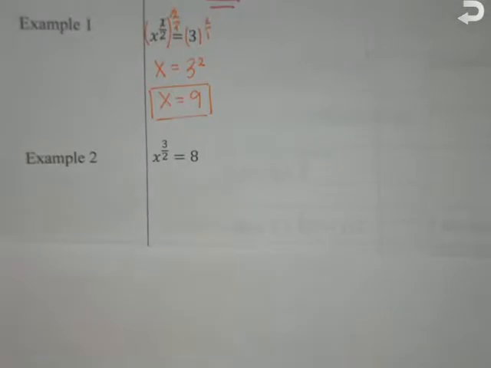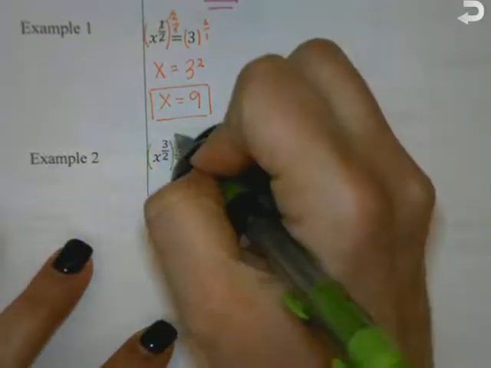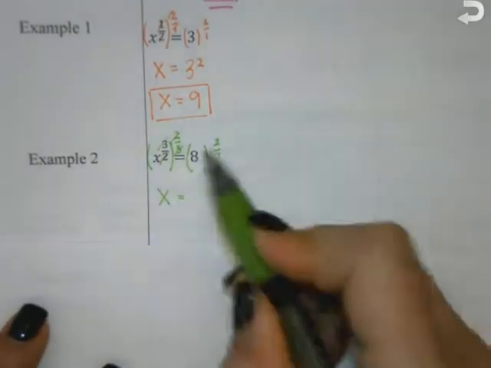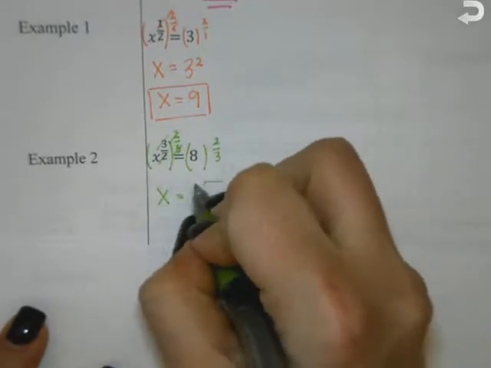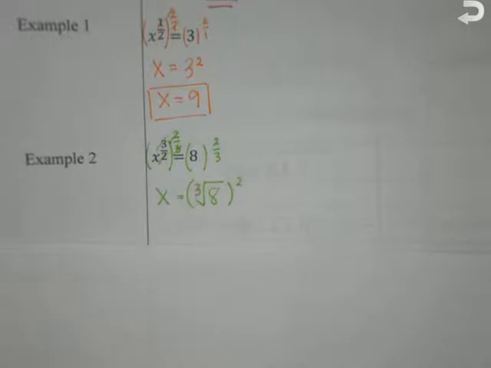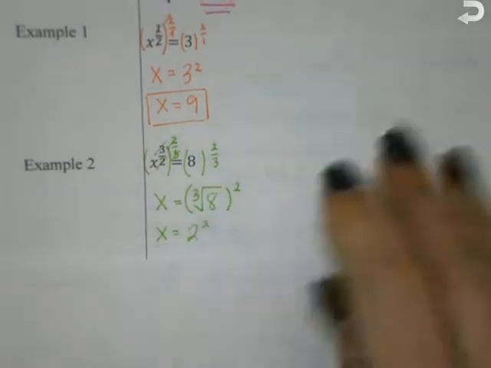X to the 3/2 equals 8. Do I have my exponent? Yes. So we're going to raise both sides to the reciprocal power, which in this case is 2/3. So everything reduces here. And we get x equals 8 to the 2/3. That's the same as the cube root of 8 squared. You could square inside the cube root, and you would still end up with the same answer. I think it's usually easier to take the root and then square whatever you end up with. So what is the cube root of 8, guys? 2. And 2 squared gives us x equals 4.